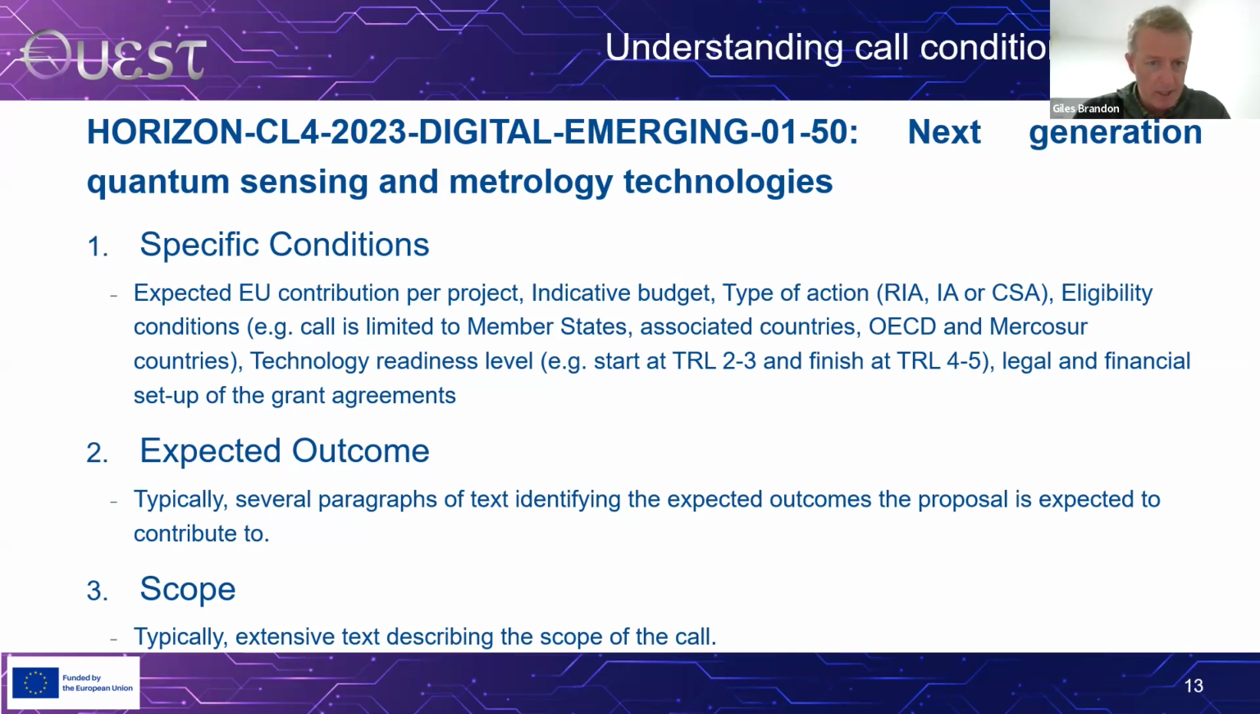what's the expected EU contribution per project. For research and innovation action, that could be something like 4 to 6 million euros. It'll give the indicative budget for the call. Maybe the Commission is looking to fund 2, 3, who knows how many projects, but you'll see the total available budget. It'll tell you the type of action. I've put here research and innovation action, or CSA. In fact, I took a bit of a liberty here. In fact, for this particular call, it was just for research and innovation action. But the point I'm trying to make is, check carefully what type of action it is.